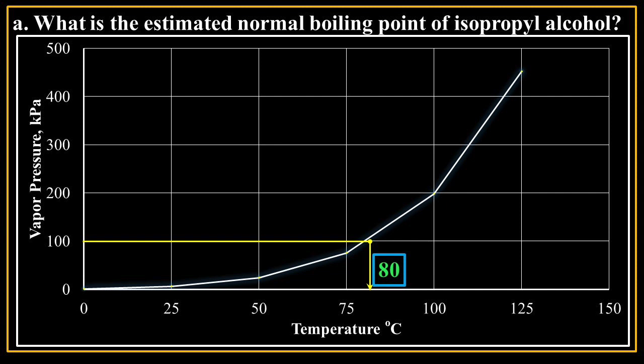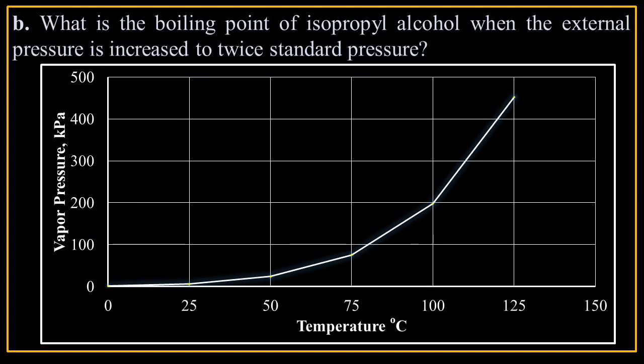Now, the next problem, B, is going to be, what is the boiling point of isopropyl alcohol when the external pressure is increased to twice standard pressure? See, it said normal, and now it says standard. It's actually standard temperature and pressure, but it's standard pressure. Standard temperature and pressure is one atmosphere and 0 degrees Celsius. So this is one atmosphere, though, so it's standard pressure. And the answer would be 200, and then it would go to 100.